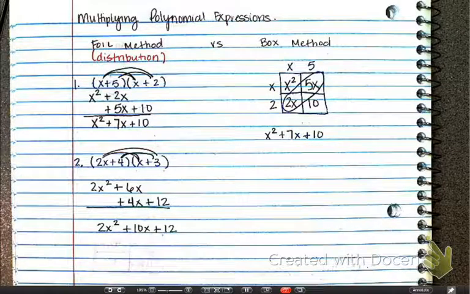Again, same page as Friday. You should be on page 14 of your notebook. And let's kind of refresh. We talked about two different ways to multiply. The FOIL method, which I'm calling distribution. Does anyone remember why we don't call it FOIL necessarily all the time?